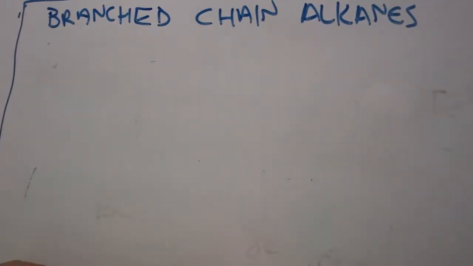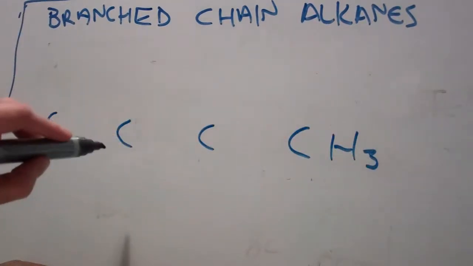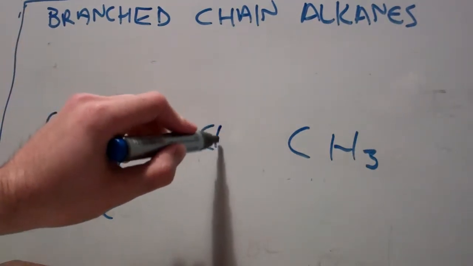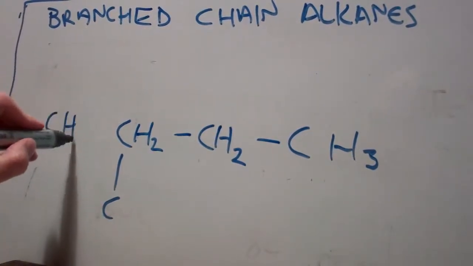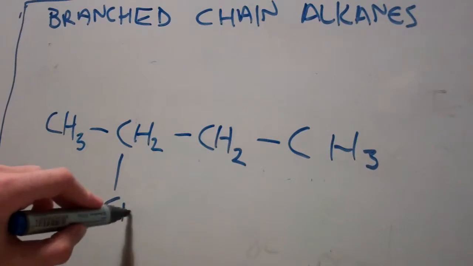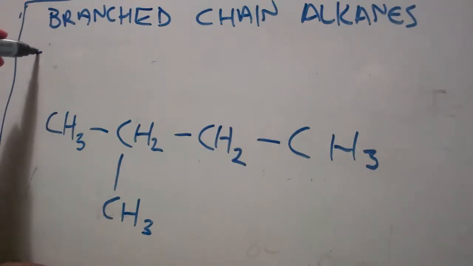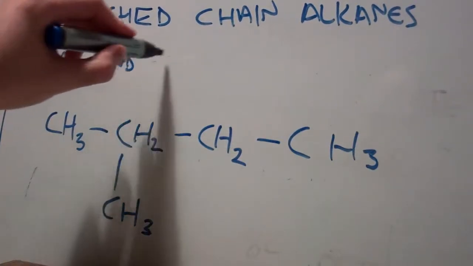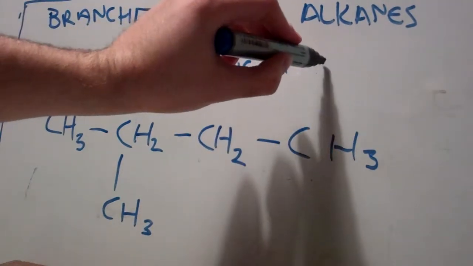So we'll start with something easy. We'll go 4 carbons, and we're going to have a branch coming off the second carbon in this molecule here. Okay, so the first thing you need to do, step 1, is to find the longest chain.